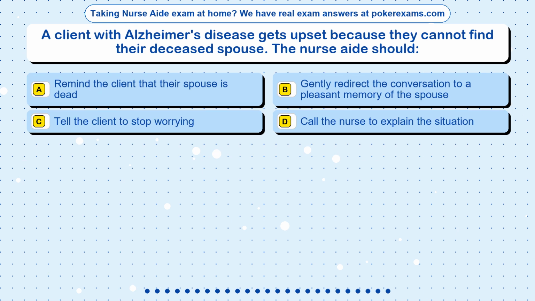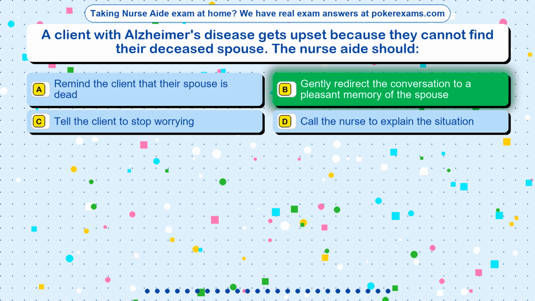Question 9. A client with Alzheimer's disease gets upset because they cannot find their deceased spouse. The nurse aide should: Option A, remind the client that their spouse is dead. Option B, gently redirect the conversation to a pleasant memory of the spouse. Option C, tell the client to stop worrying. Option D, call the nurse to explain the situation.